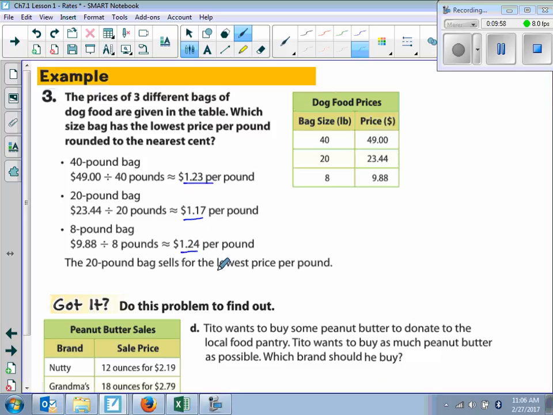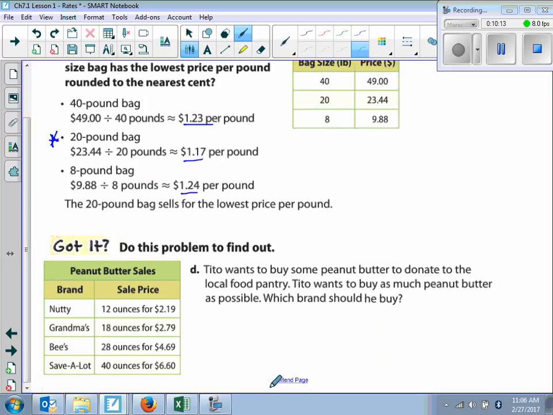So which one is the cheapest per pound? The 20-pound bag. It's the cheapest, right? It's the lowest price per pound. So that's the best buy. Is everybody clear with that? All right. So let's do this got it problem together.